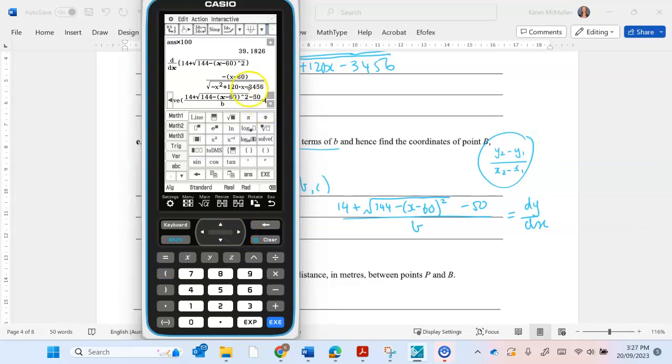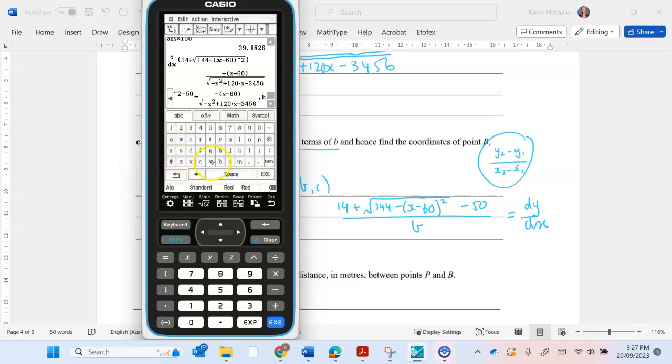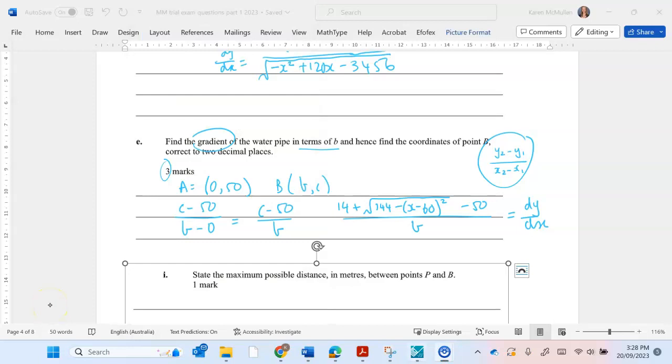Equals, and I can just drag this down. Comma, and well, let's solve for B. Alright, so at this point I would look and be like, well, I'm not getting an answer. So what do I have to do to work with? What have I got to work with?